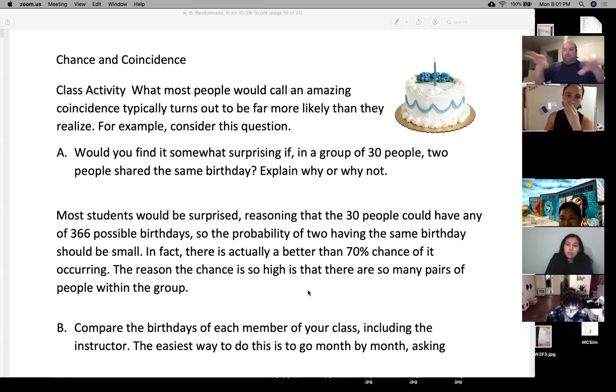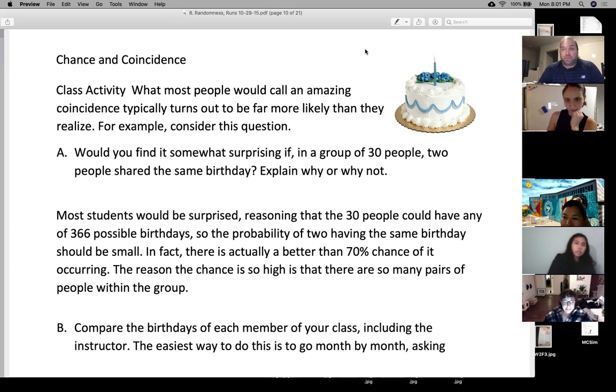Don't look at 30 people as 30 individual people. Look at them as pairs of people. 30 people have lots of pairs. In fact, we can compute how many pairs there are in 30 people. Let's do that. 900? No. Well, no. Let's think about it.